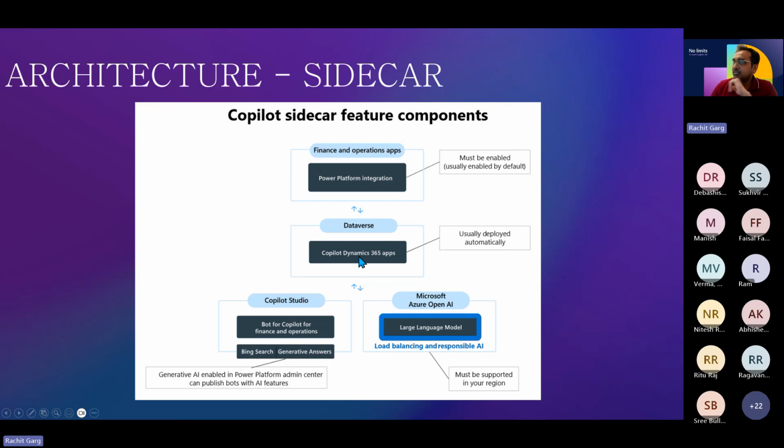And then this Dataverse, where we expose Dataverse APIs, we have request parameters, response parameters, and plugins which talk to OpenAI and Copilot Studio. So everything is channeled through Dataverse. You will see and feel how important Dataverse has become for finance and operations if we have to build such capabilities. So this is about sidecar. We will do a deep dive in some time as we move forward.